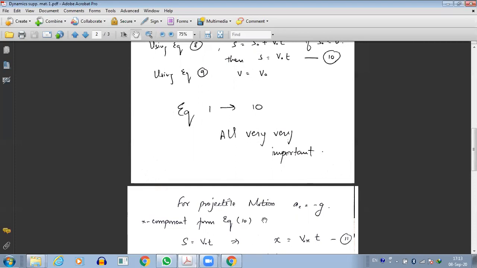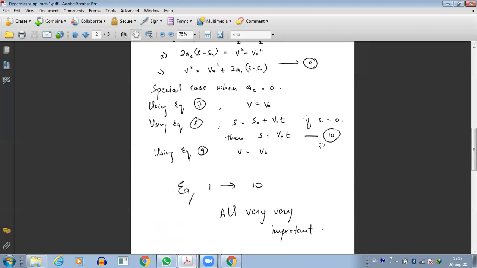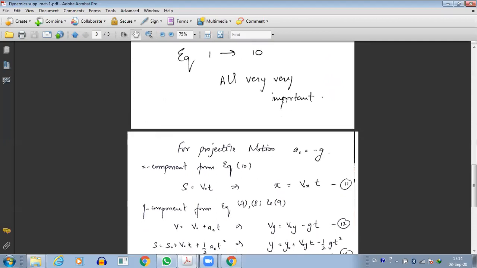Let's say we divide it into x and y components. In the x component, is there any acceleration? No. So we will say that in the x direction, there is no acceleration. And since there is no acceleration in the x direction, we can have only equation 10, which is valid for the x direction, because equation 10 is valid when constant acceleration equals 0. So for a projectile motion in x direction, we can have only equation 10 valid.